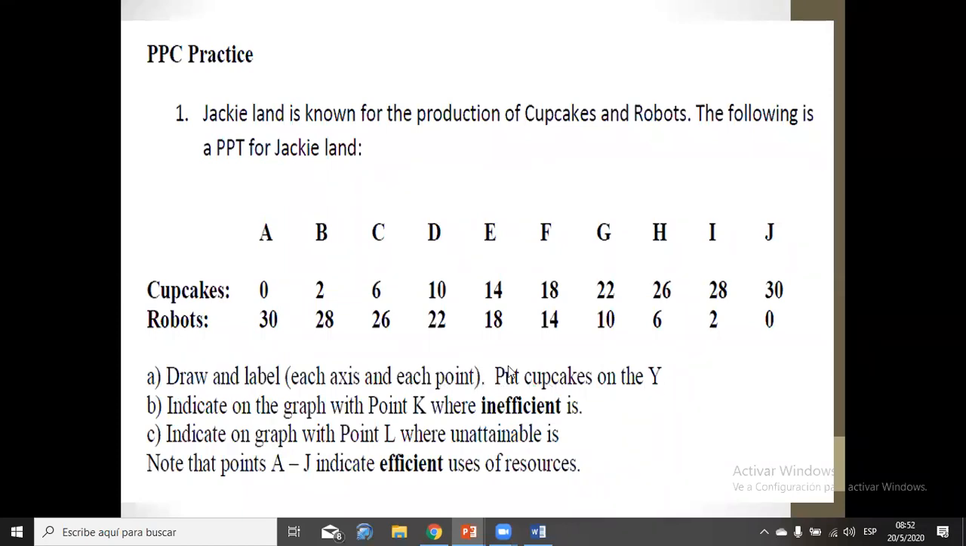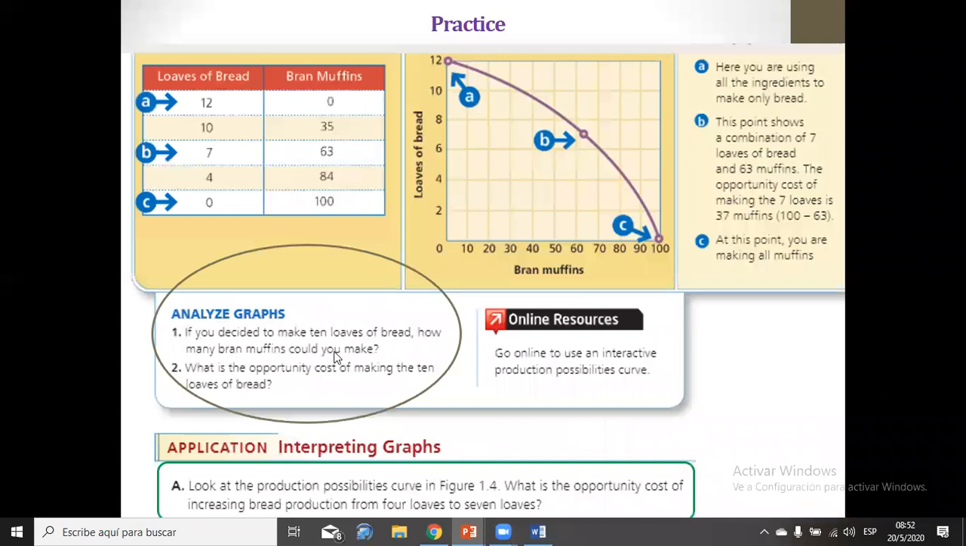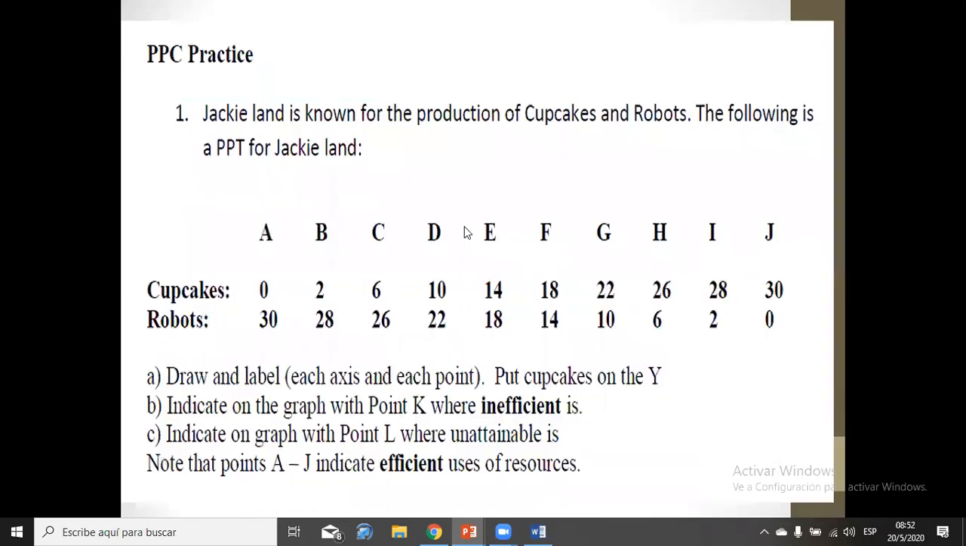Now the Y's are, remember this, the vertical is the Y's and the horizontal is X, okay, remember? La vertical es Y y la horizontal son X. So in the vertical you need to write the cupcakes, and on the horizontal you write the robots. So all this information in order, like this one over here. In order, okay? In order, you need to write it.